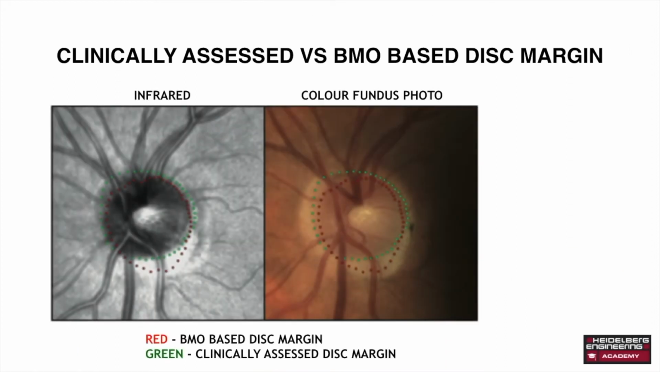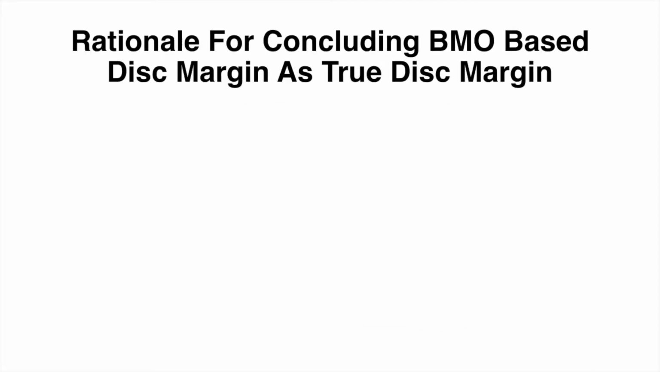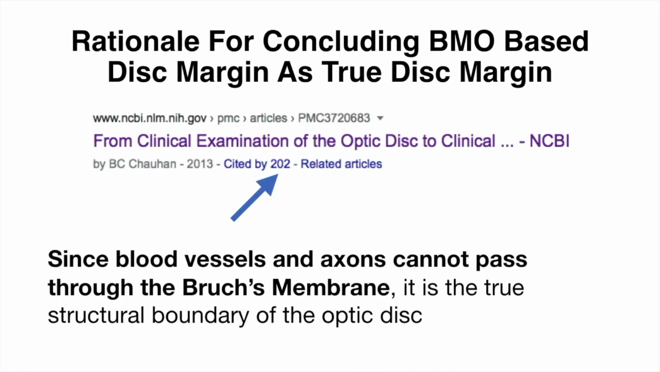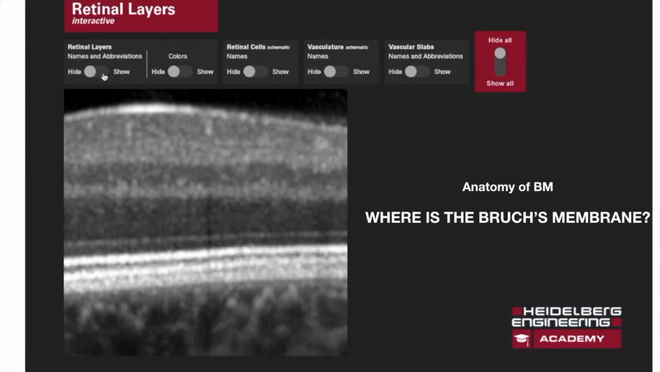Red dotted lines show the Bruch's membrane opening based disc margin. Green dotted lines show the clinically assessed disc margin. The rationale for concluding the BMO based disc margin as the true disc margin is as follows. Blood vessels and axons cannot pass through Bruch's membrane, making the BMO based disc margin the true one.